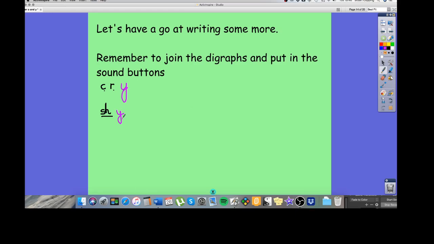Okay. We're also going to have fly, as in not a buzzing fly, but as in an aeroplane fly or a bird fly. I want you to write fly, please. Okay. Here we go. Sound buttons first. F, L, Y. Good. Well done so far.